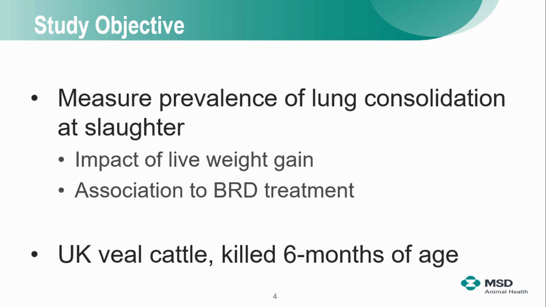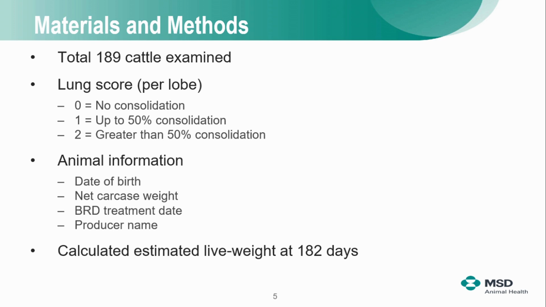And the study population was UK veal cattle, which are typically killed out at 6 months of age. And it came from two producer units. And we had 189 cattle enrolled in the study. And as the animals were slaughtered and the lungs were coming along the production line, they were inspected both visually and palpated. And we assigned a score to each lobe.